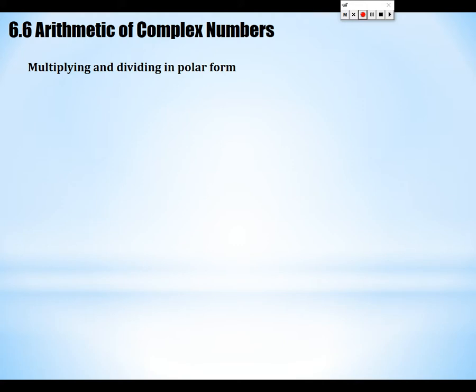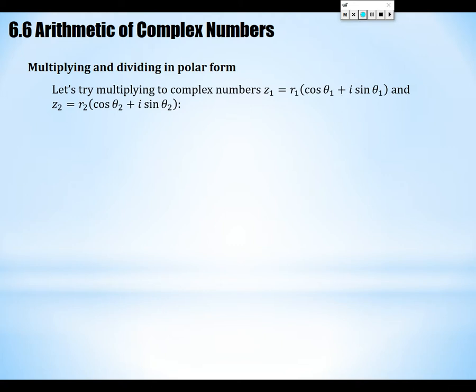Let's play around with what we can do in polar form. Let's start with multiplying and dividing complex numbers in polar form. So let's say you have two polar form complex numbers, call them Z1 and Z2, and associated to those numbers an R1, theta 1 for the first complex number, and R2, theta 2 for the second. Now let's start with what happens if we multiply Z1 times Z2.